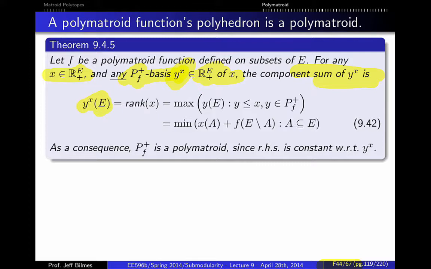So here's the component sum, which is by definition the vector rank of x according to P. The vector rank is equal to the max component sum of a subvector of x that is P-containing, right? That's all stuff that we know. The theorem is saying that this is equal to this, namely, this submodular minimization problem.